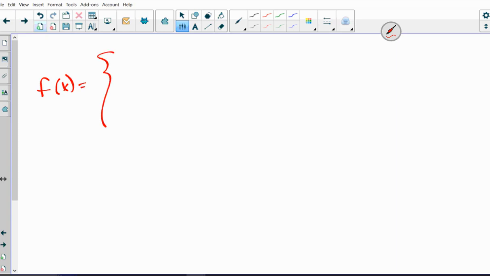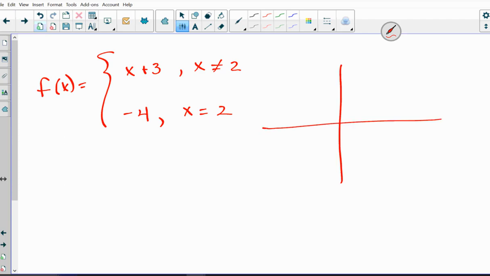Let's say this is like x plus 3, and this is when x does not equal 2, and it's -4 when x equals 2. Okay, let me just graph this. Like that's the bottom part, right? Just that singular point. And the top, yeah.